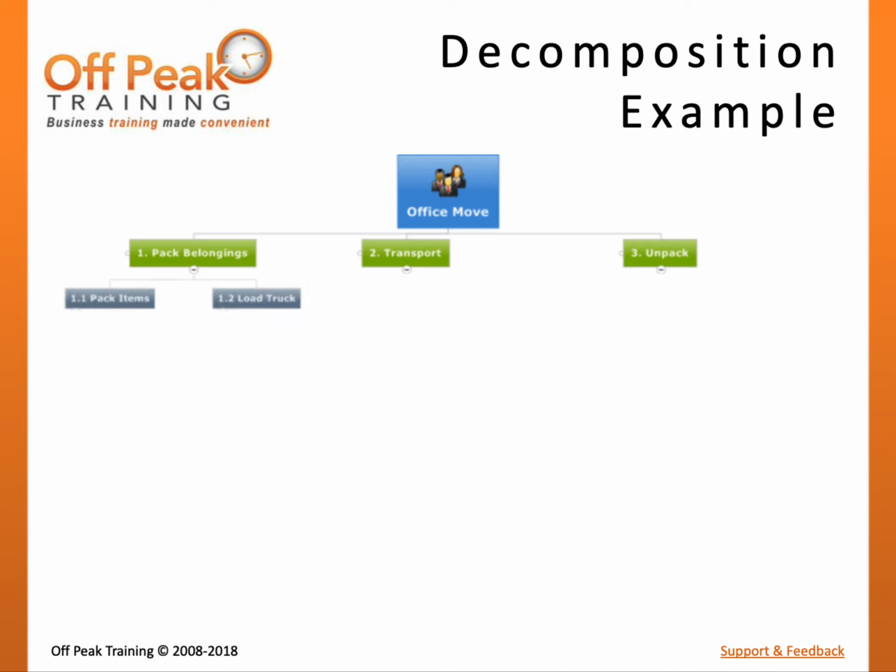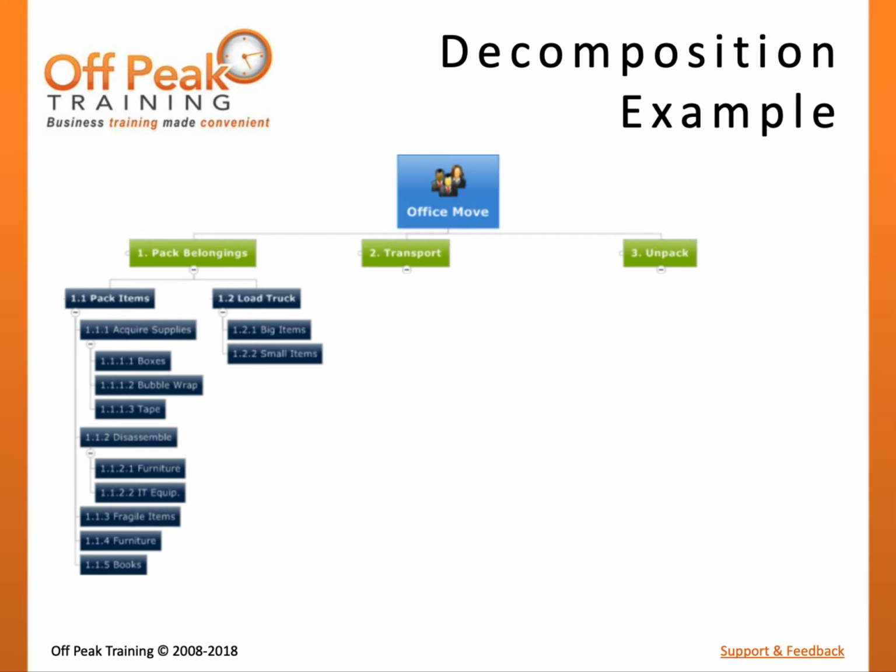Examining the first phase, pack belongings may reveal more detail. It can be broken down into 2 smaller components, pack items and load truck. Similarly, pack items can be broken down into even finer levels of detail: acquire supplies, disassemble equipment, packing fragile items, wrapping furniture, and packing books. Even some of these components can be broken down into further levels of detail. Loading the truck may be broken down into big items and small items, but may not require additional levels of detail.